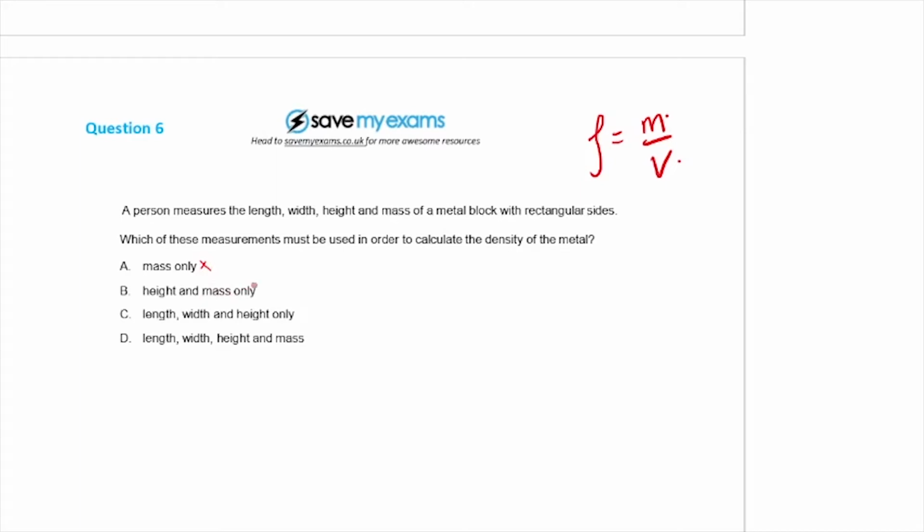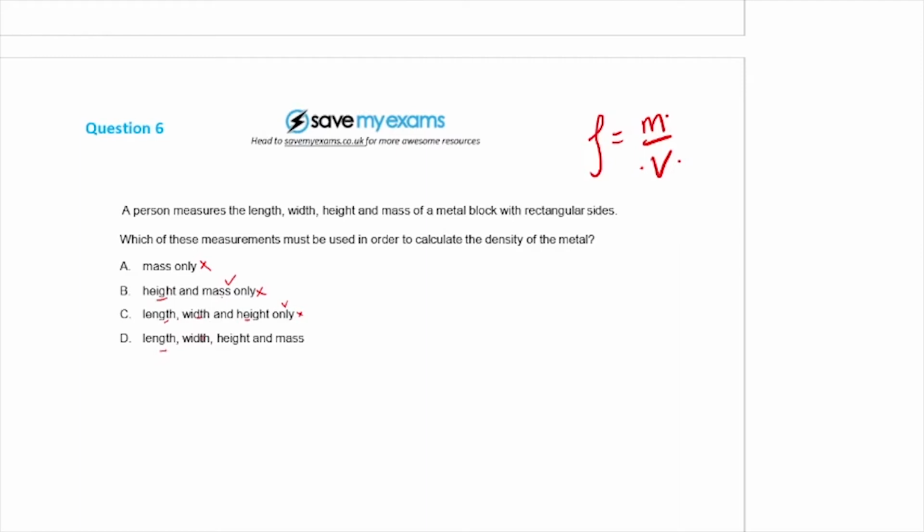Height and mass only: yes, we need the mass, but height only cannot help us to find the volume, so this is out. Length, width, and height only helps us to find the volume, but it won't help us to find the mass of the object, so this is also out.